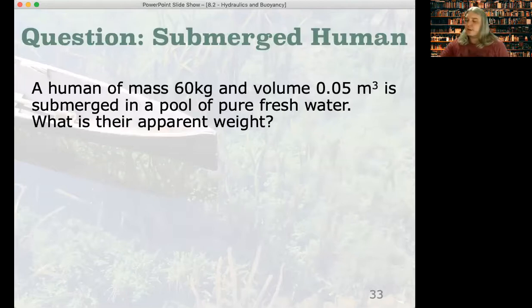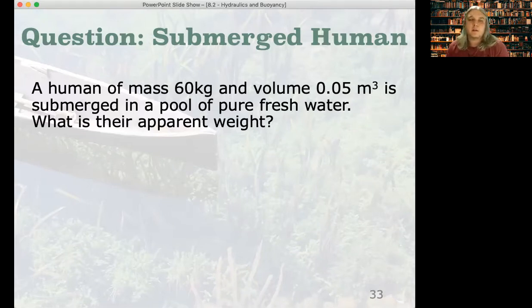Next question, we have a submerged human of mass 60 kilograms and volume 0.05 cubic meters. And yes, that is actually about right for a human, which seems small, but that's about right. Is submerged in a pool of pure fresh water. What is their apparent weight?